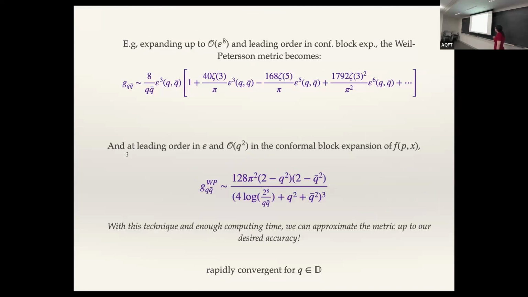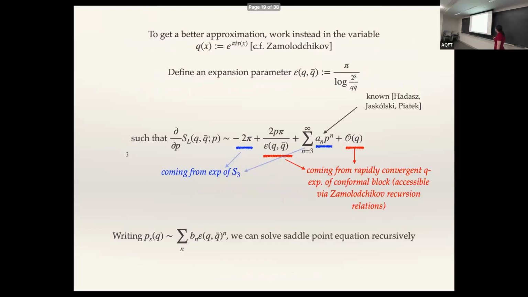And if we, for example, expand up to order epsilon to the 8th, so this epsilon sort of controls the expansion of the 3-point function piece. And yeah, so we sort of have an expansion in two steps. So we have a 3-point function piece expansion, and then we have a conformal block expansion as well. And so what we do is we pick an order in this Q expansion of the conformal block, and then we define an epsilon, and we expand our 3-point function. We expand our saddle point momentum in terms of this epsilon.